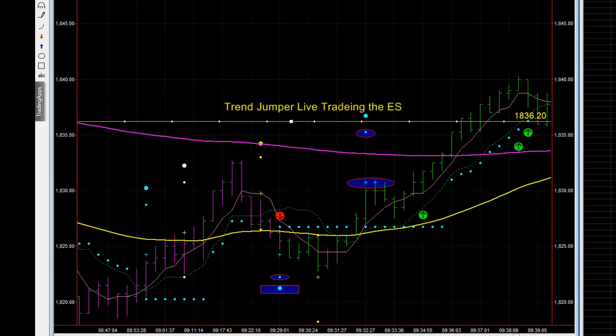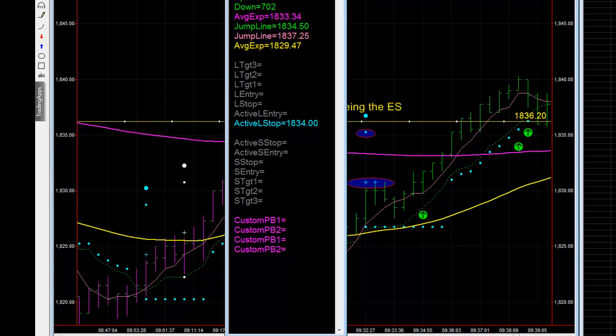Let's take a look. Here was the entry. We went long at 30.75. Money management was at 35.25, not bad. The full target was 36.75. And then we ended up trailing out at 36.25. So nice trade. Again, one and done.